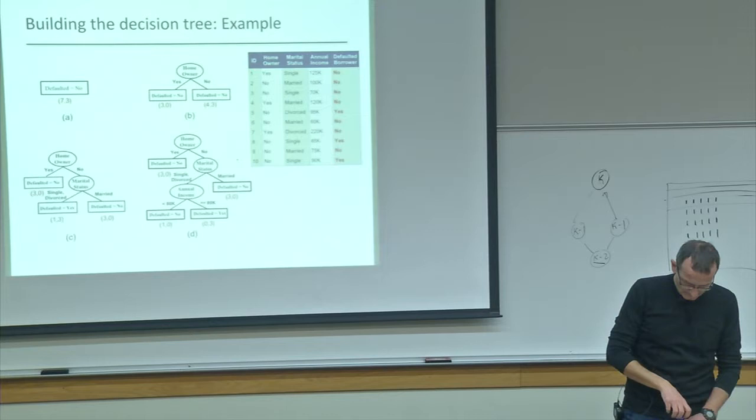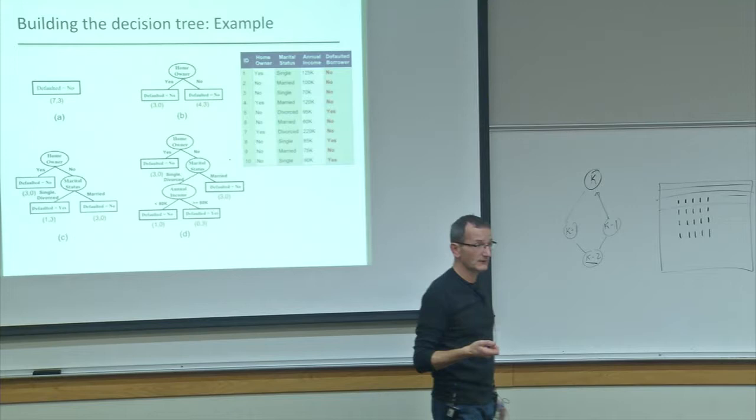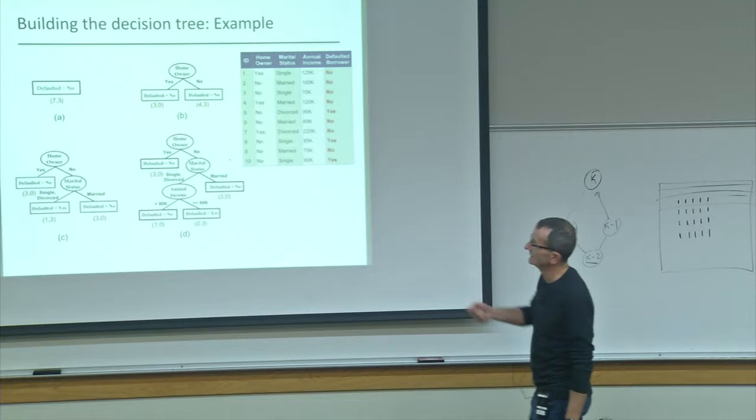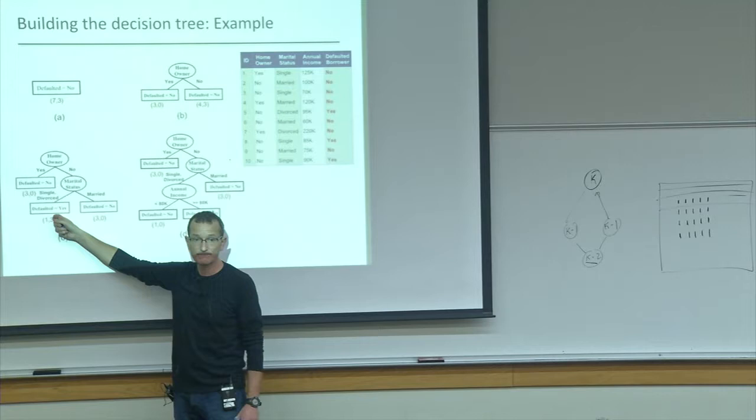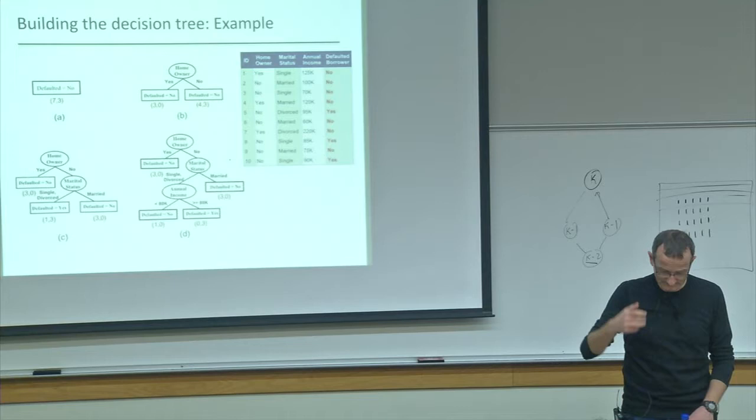There are a number of parameters over here. Why did I pick homeowner as the first variable to make it the root of my decision tree? Maybe another variable will lead to something better. Do I really need to stop when the whole thing is pure, or is this good enough? Those are some of the parameters that get explored by algorithms that induce decision trees. Yes?